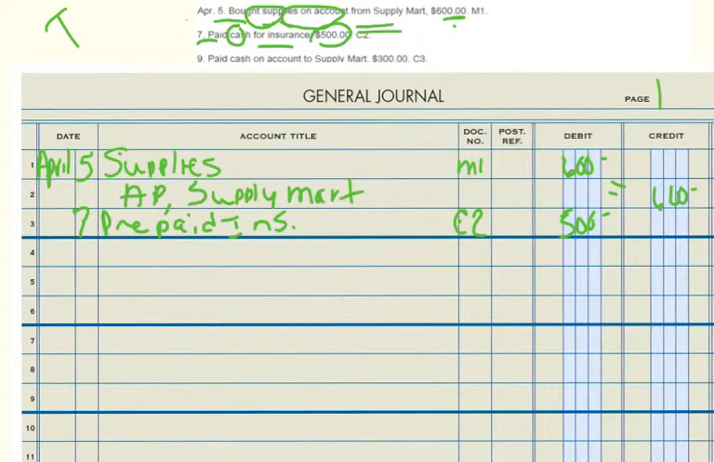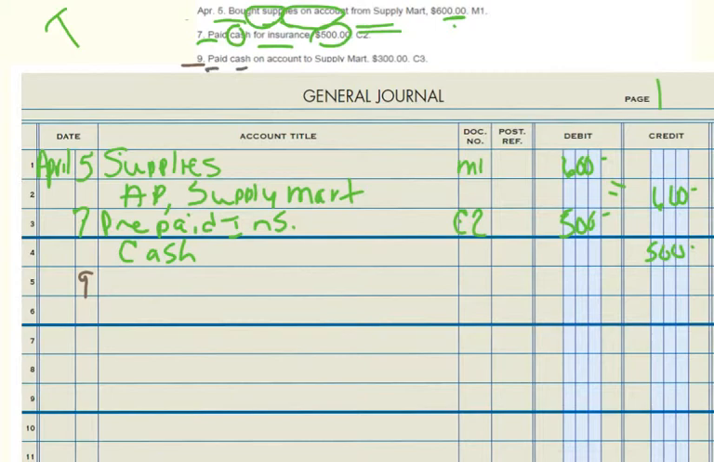What other account was affected? Cash. Since that is an account that is to be credited, we indent it a little bit. How much cash went out? $500. Perfect. Now we look at the next account. And this is on April 9th.